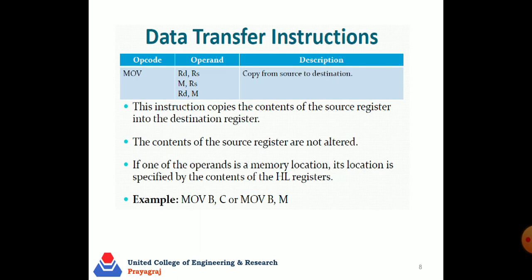H is 8 bits and L is also 8 bits, and combined they create a specific 16-bit address, and that address is called the memory. So whatever content is in the HL memory location is transferred to B. Or, as an example, take move A comma M: whatever content is in M is copied to A.